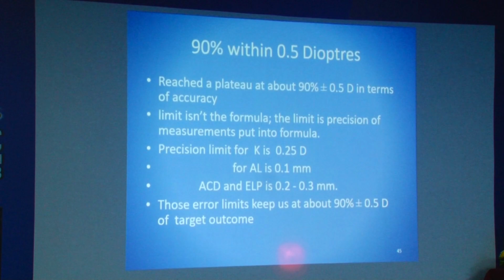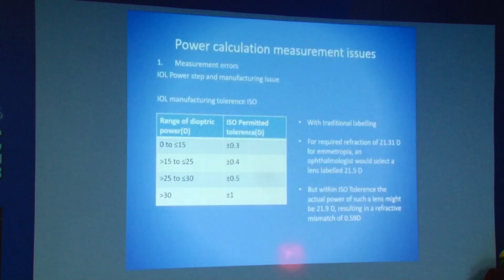Because the limit is now not the formula. We have got very good formulas. The limit is the precision limit for keratometry, because the least count is 0.25 diopter. For axial length, it is 0.1, and for anterior chamber depth, it is 0.2 millimeter. So these least count error limits keep us at an accuracy level of 90% plus minus 0.5 diopters.